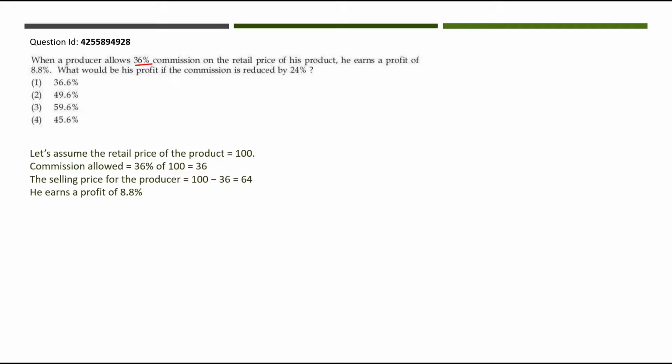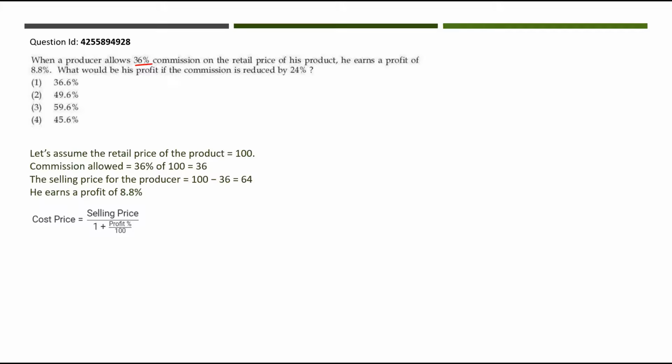This 36% commission is on the retail price of his product and he earns a profit of 8.8%. So the selling price for the producer will be 100 minus 36, the commission value, which is equal to 64. The retail price of the product is 100. In that 36 rupees goes for commission. So the selling price is 64 actually. The cost price of this particular product has to be found out.